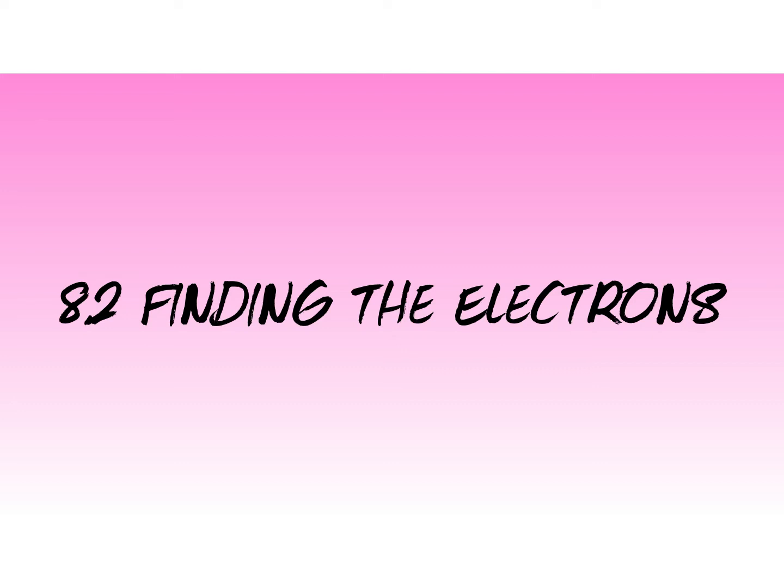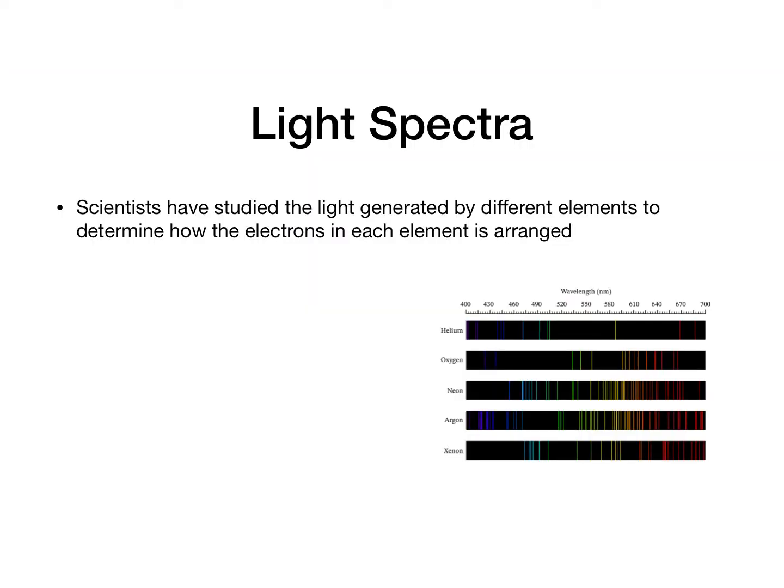In this video, Finding the Electrons, we're going to look at how scientists were able to locate electrons within different orbitals. So how are we able to do that? Scientists have studied the light generated by different elements to determine how the electrons in the element are arranged. So we know that you can have a helium light bulb, you can have a neon light bulb. We also have what we would consider a white light bulb.